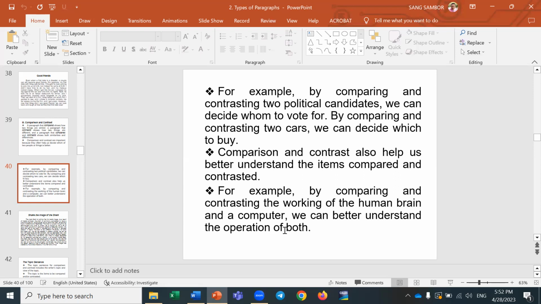Contrast is also important. Remember, when you are asked to write these kinds of writing, you will have to read the topic very carefully, whether you are asked to point out only the comparison or the similarities, or only the differences, or both the similarities and the differences. So that is sometimes your own decision, but it also depends on the topic as well.